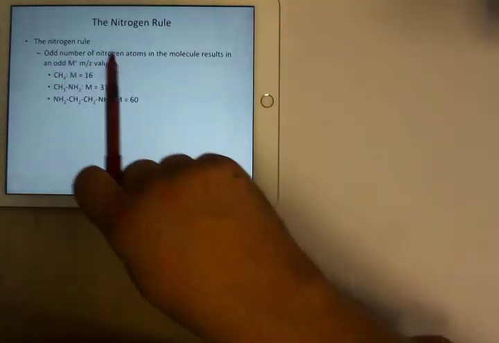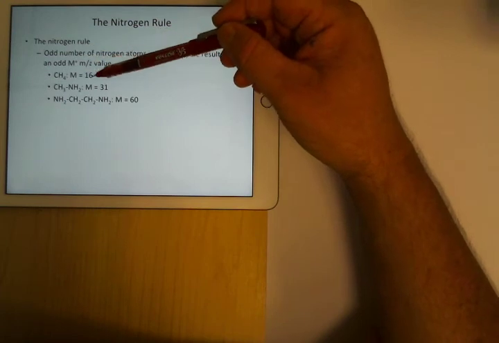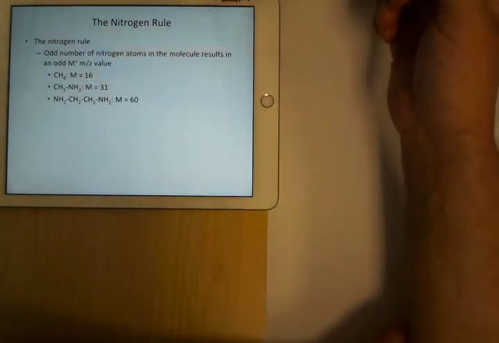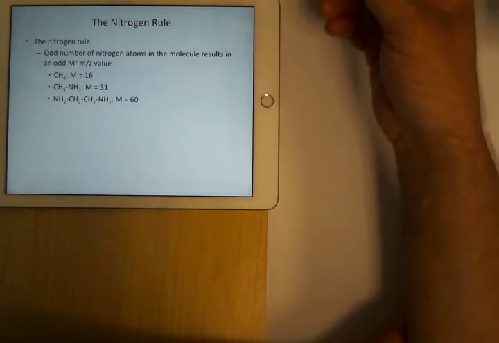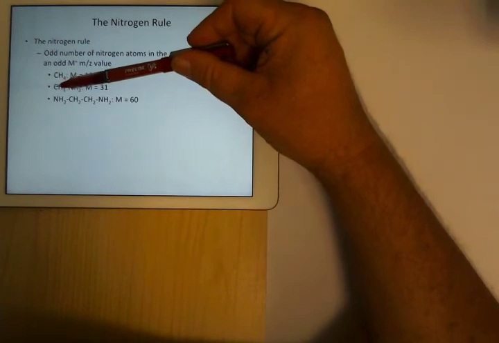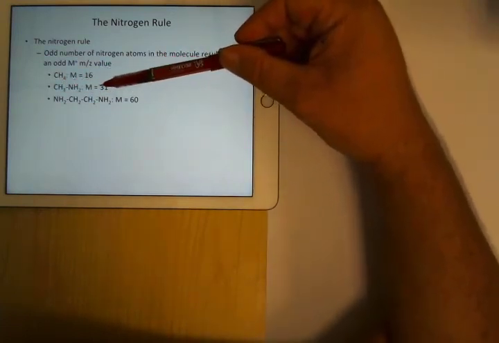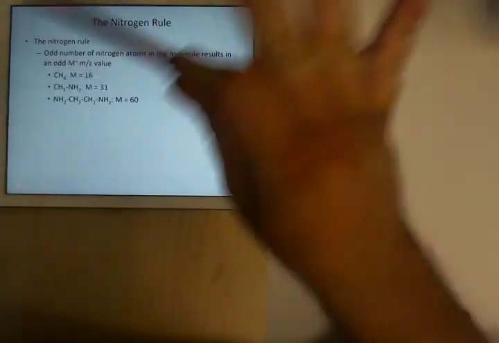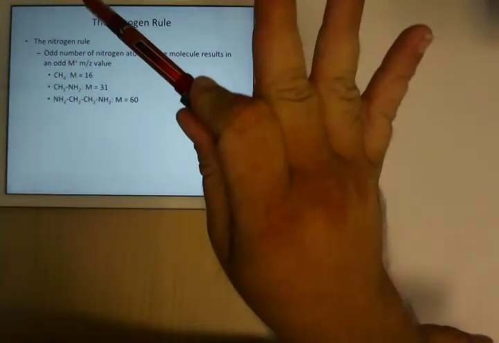The other thing you can come out with is what's called the nitrogen rule. If you have an odd number of nitrogens in the molecule, you get an odd mass. It's the only typical element that does that. So methane is 16, but methylamine, with 1 nitrogen, has a mass of 31. Now, this applies to the parent ion only. The fragments can have odd numbers. We're just talking about the parent ion here.